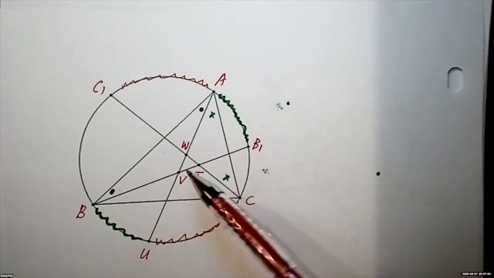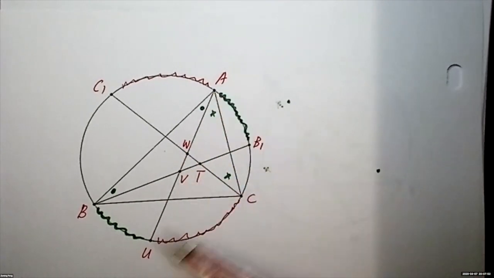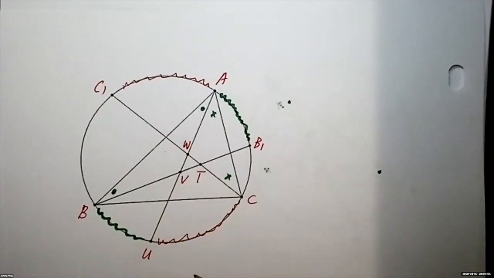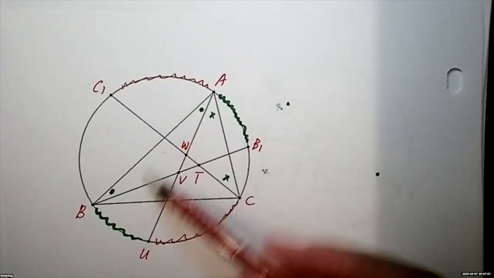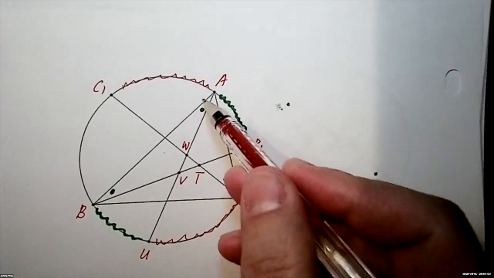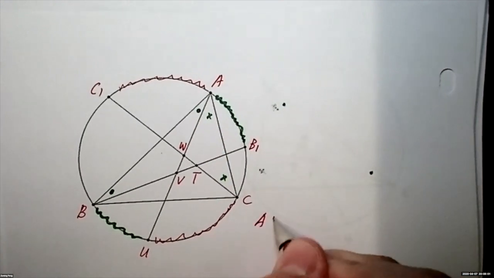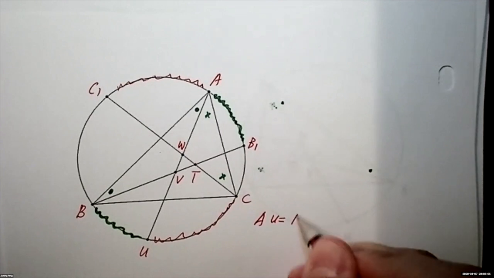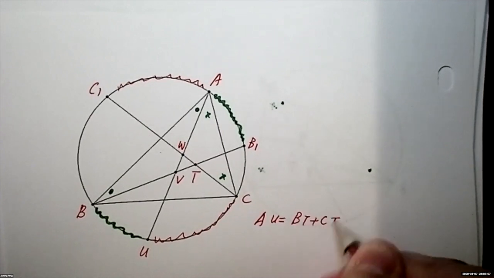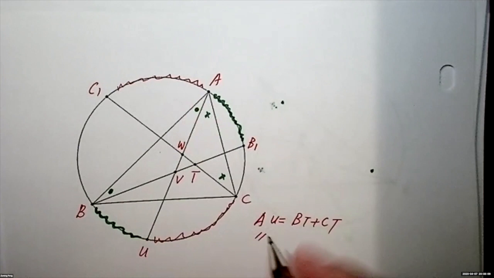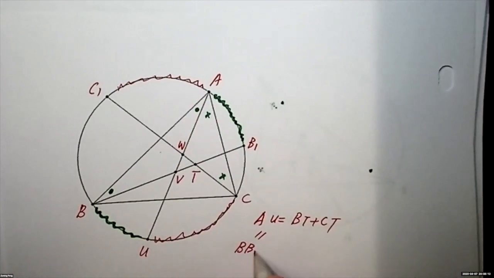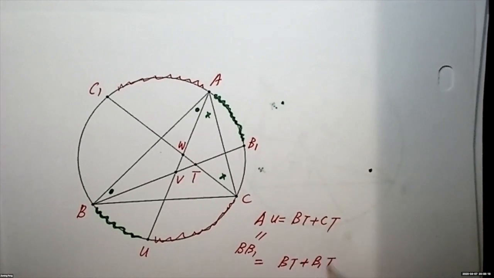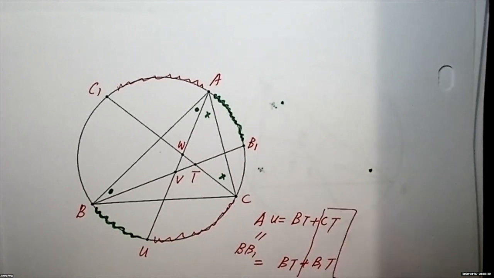Because the problem is symmetric, you also know AU is CC1. Either one is fine now, because now I start to land those segments. Originally, I want to prove AU is equal to BT plus CT. But AU, by my picture, is already equal to BB1. And BB1 is equal to BT plus B1T. So now my goal is to prove this one.